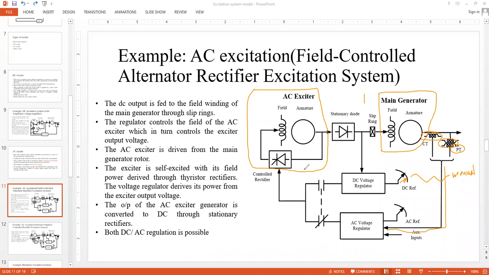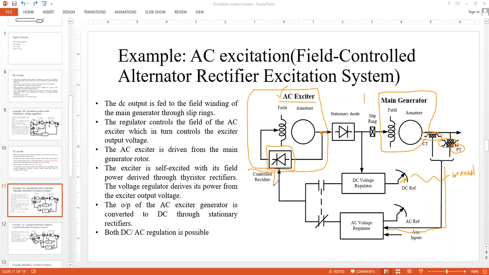Is it self-excited or separately excited? This one? It's self-excited once again. You see this voltage, the output voltage of the AC. AC voltage is taken and it has to be rectified because it is an AC generator. So the field is DC. Okay, the output AC from the armature, but the field is DC. So that's why you need to apply this rectification here.